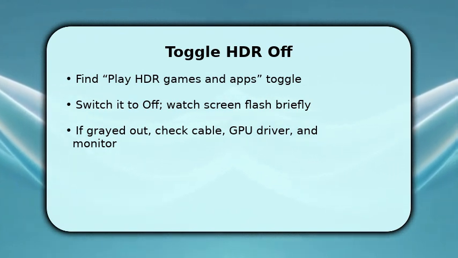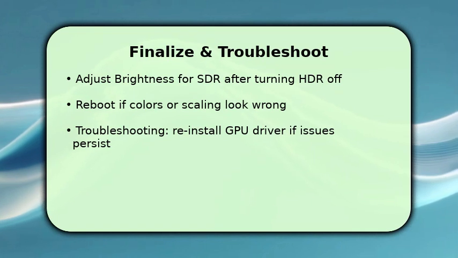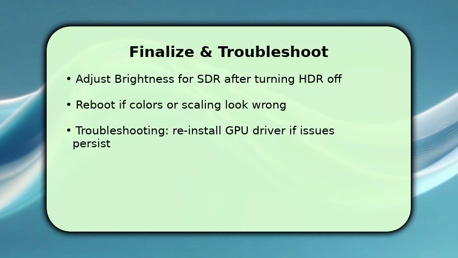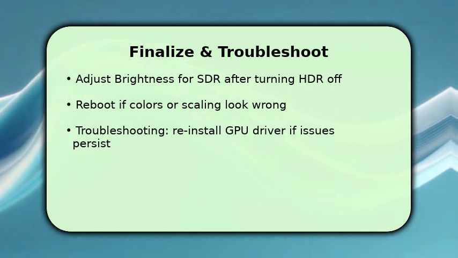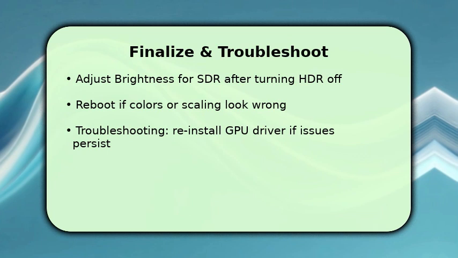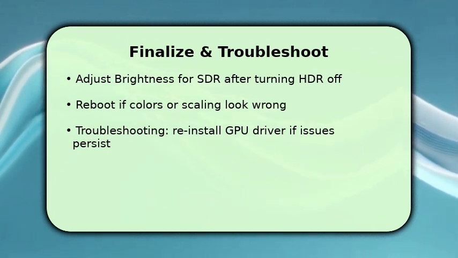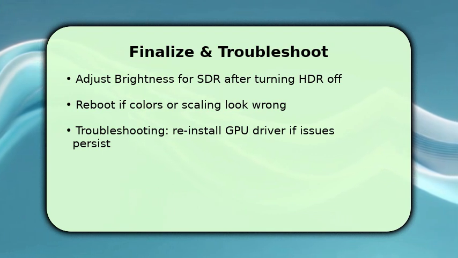Finish by adjusting brightness and color settings for standard dynamic range, since HDR changes can leave SDR too dim or washed out. You should apply settings and test with a familiar image or video. If colors, scaling, or resolution look wrong, reboot Windows to ensure the change sticks.